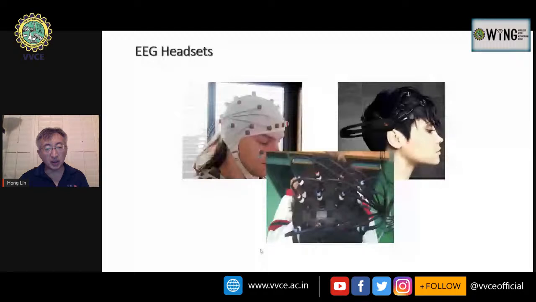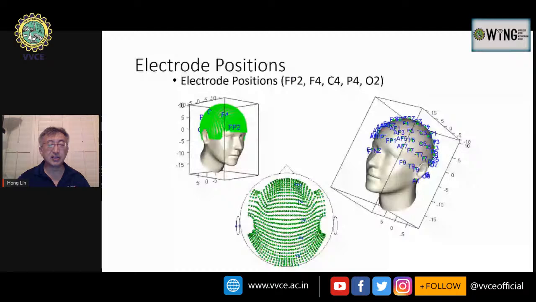Now, in order to regulate the EEG data recording, there are some standards developed to position and label the electrodes. A well-known standard is the international 10-20 standard. With this standard, each position on the scalp is labeled, like some of them that we can see on this map.